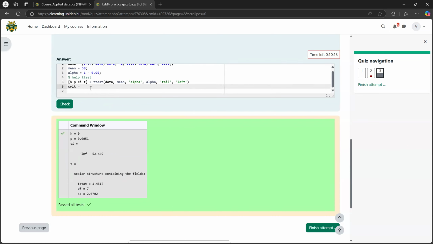So critical value is equal to TINV. The first thing we have to give, okay, this is another thing. Based on the tail, you give the value of alpha. So left tail means there is always a 1 on the right. The left tail would just mean there's alpha and 1. And what is the other value that you give to TINV, which is the degrees of freedom, which is right here. It's 7. So you put in 7.